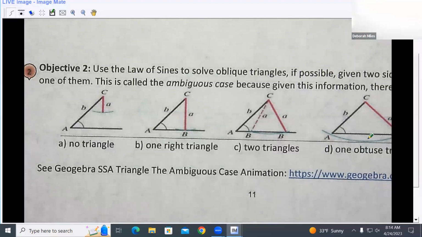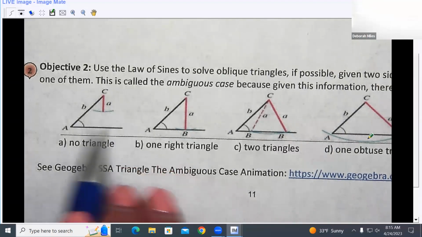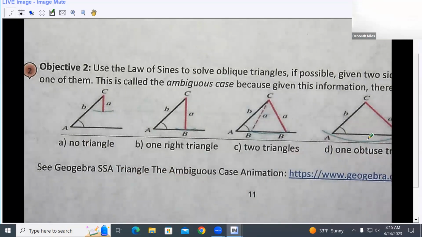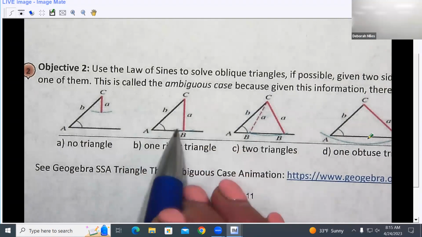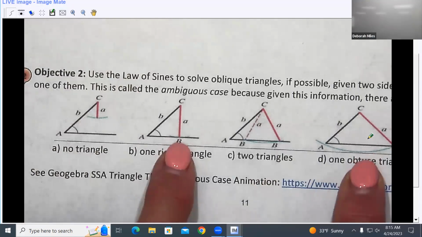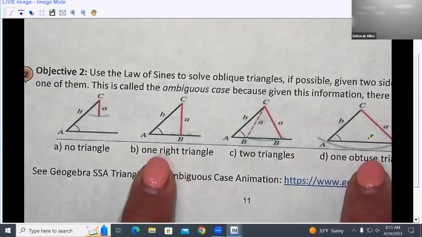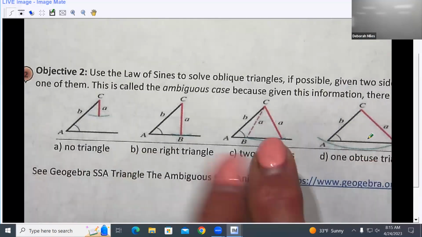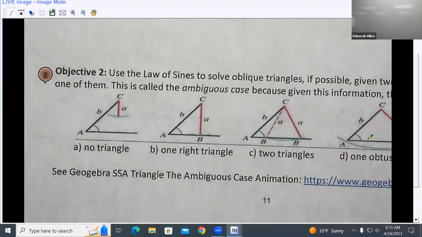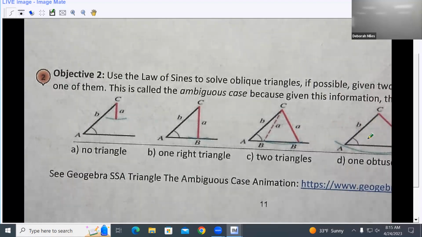My illustrations are showing the same thing, just side A is not swinging in the air. If side A is too short, you get no triangle. If side A is just the perfect length, then you get one right triangle or one obtuse triangle. You get one triangle, no triangle, or two triangles. When you're given an angle opposite one of the two sides, you'll know when you see it.